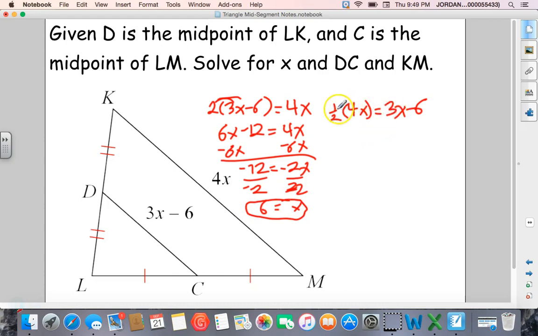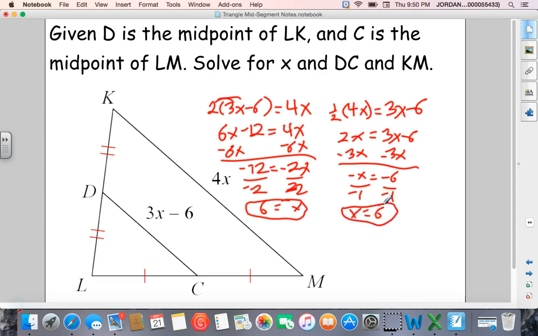And then over here, a half times 4x is 2x. So we got 2x equals 3x minus 6. Minus 3x and minus 3x. 2x minus 3x is negative x. And over here we have negative 6. Divide by negative 1. So x equals 6. So either way you should get 6.